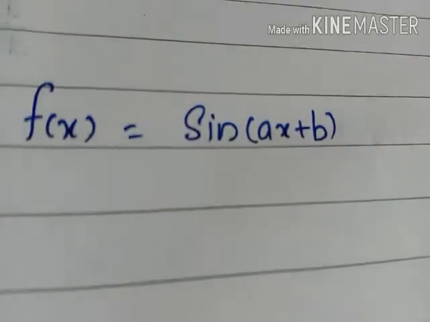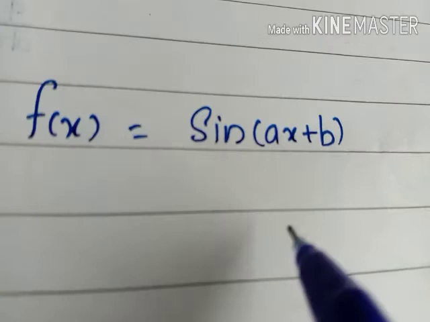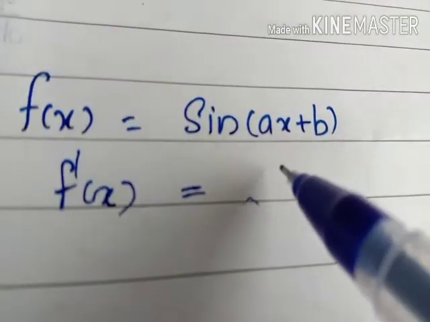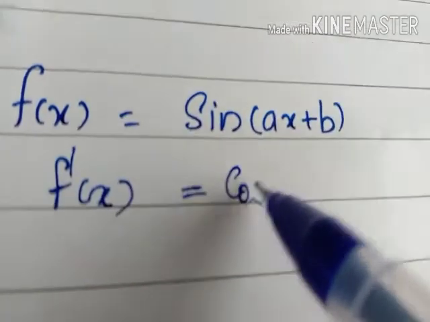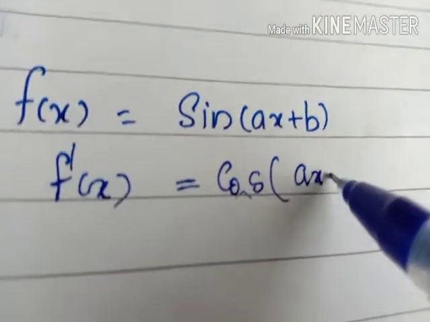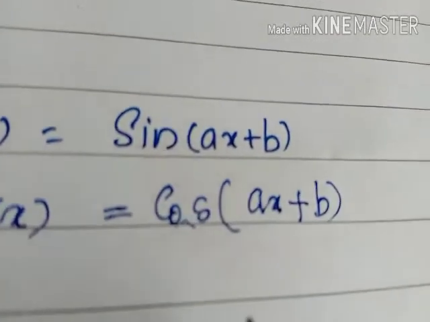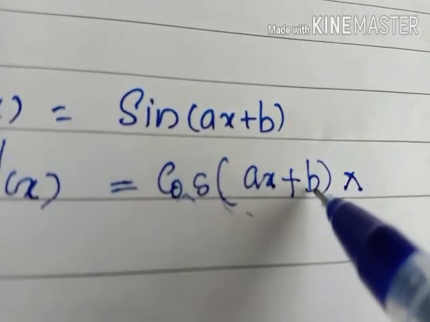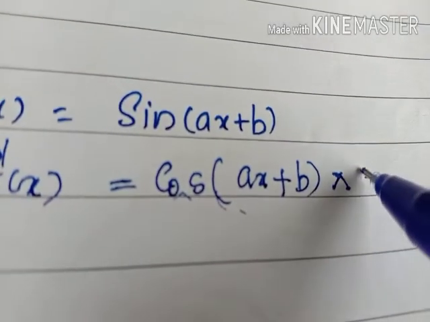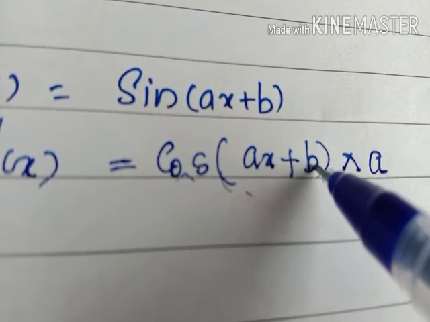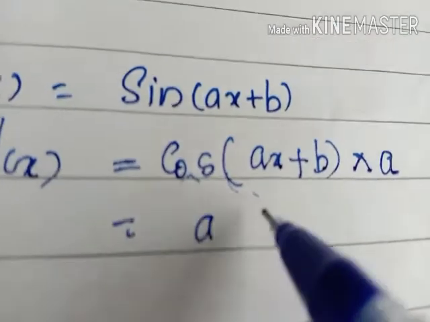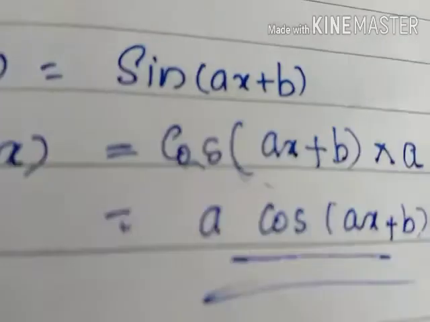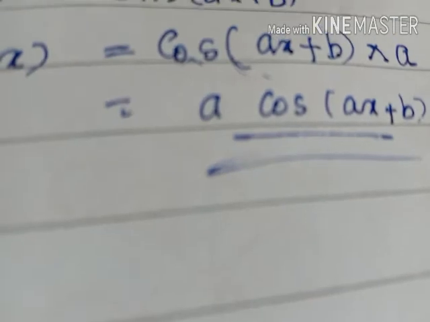So take an example, f of x equal to sine of ax plus b. So what is f dash of x? f dash of x equals the derivative of sine. What is the derivative of sine? Cos. So it is cos of ax plus b into the derivative of ax plus b. The derivative of ax is a, the derivative of b is 0. So the answer is a into cos of ax plus b. Okay, so this is function of a function.